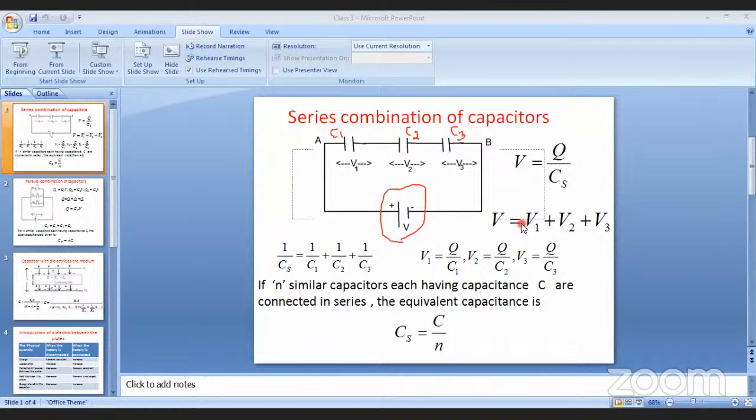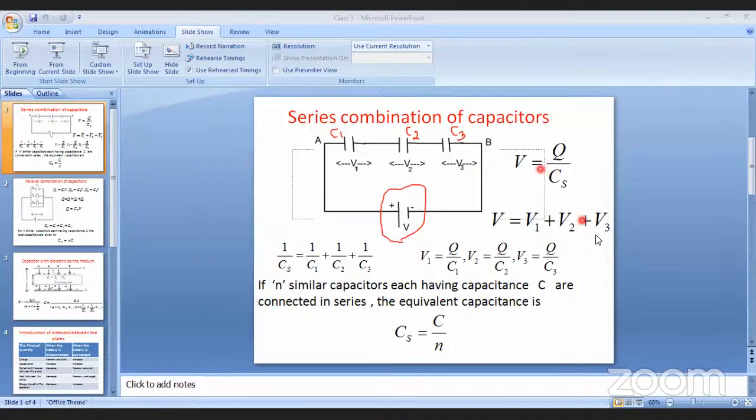Due to the potential difference supplied by the battery, charges are flowing on this network. Since it is a series combination, the charge across each of the capacitors is the same. For a series combination, the charges are the same across each and every capacitor. So it is capital Q only, but the potential drops across each capacitor. So the total potential is V equal to V1 plus V2 plus V3.